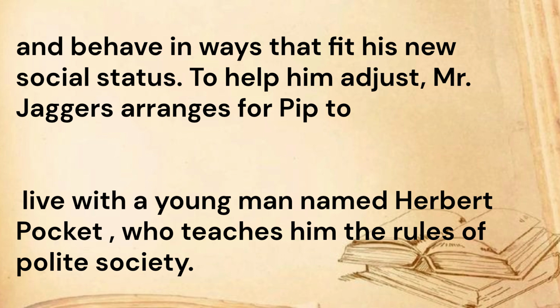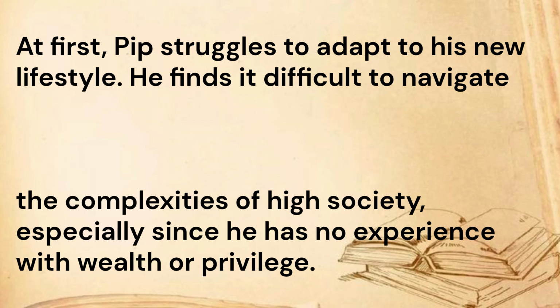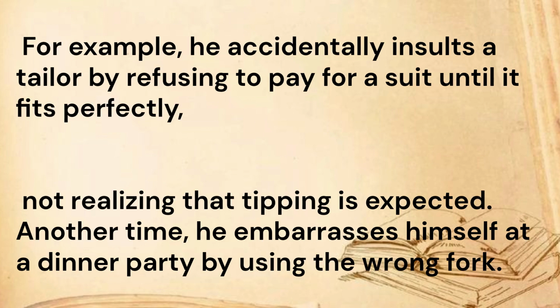To help him adjust, Mr. Jaggers arranges for Pip to live with a young man named Herbert Pocket, who teaches him the rules of polite society. At first, Pip struggles to adapt to his new lifestyle. He finds it difficult to navigate the complexities of high society, especially since he has no experience with wealth or privilege. For example, he accidentally insults a tailor by refusing to pay for a suit until it fits perfectly, not realizing that tipping is expected.